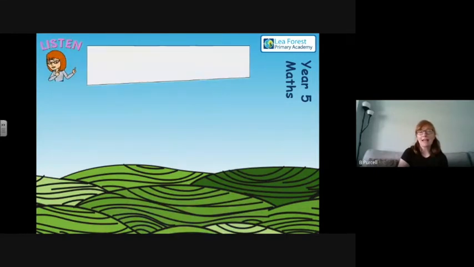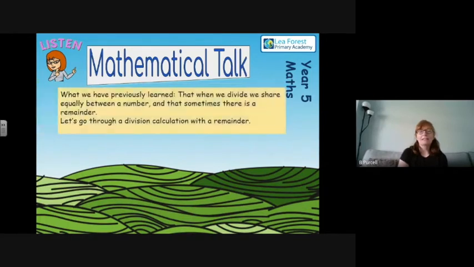So let's have a look again at what we've previously learned. When we divide, we share equally between a number, and sometimes there's a remainder, some left over that we can't divide. But your remainder should always be less than the number you are dividing between. So if you're dividing between 4, you can't have a remainder of 5, 6, or 7. You can have a remainder of 1, 2, or 3, but you can't have a remainder that's greater than the number you are dividing between.